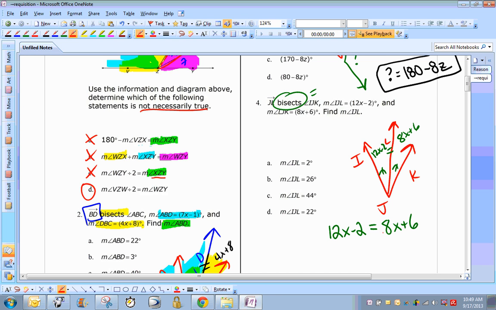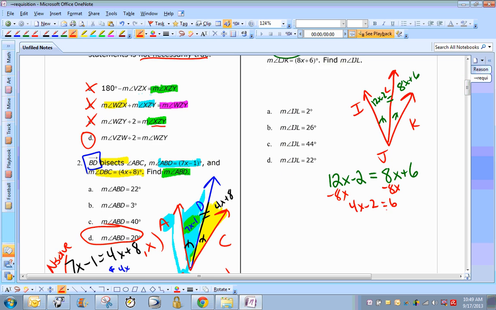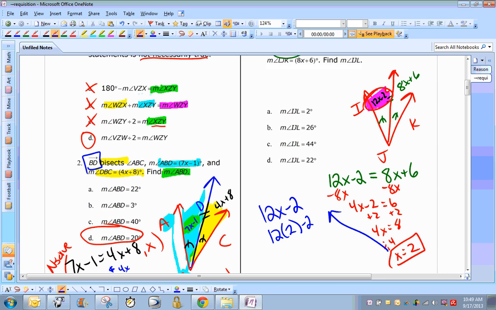From here, we just have to solve it. Since you don't have a calculator, I'll do it for you. 4x minus 2 equals 6. We're going to add 2 to both sides. 4x equals 8. Divide by 4. x equals 2. But then what is our answer? They want to find what IJL is. IJL is this one right here, 12x minus 2. So we plug in x equals 2: 12 times 2 minus 2, 24 minus 2, 22 degrees. So that's how we solve that problem.